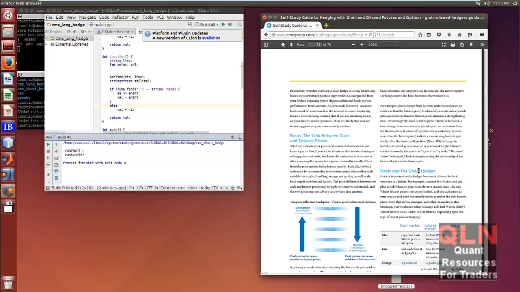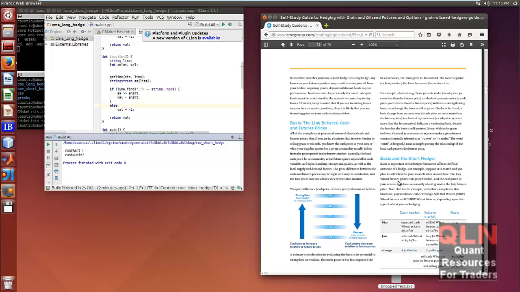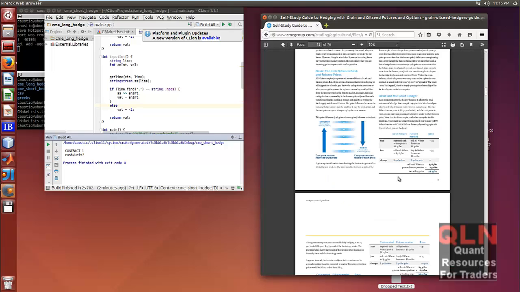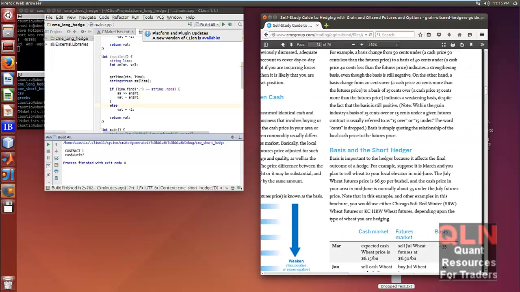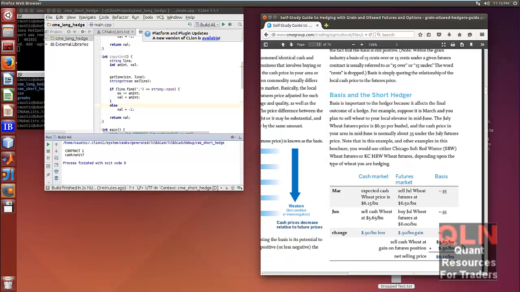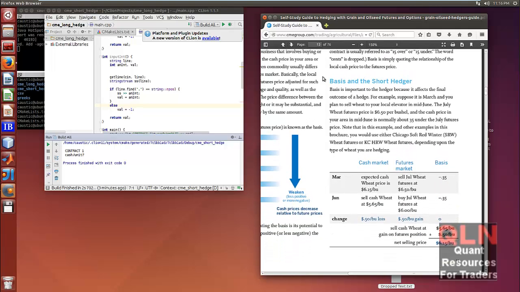The first one is to explain the basis and the short hedger, and the other one is regarding basis and the long hedger. Now, I'm not going to get into the explanation of what this all means. You can read all this in the PDF. I've given the links, I put them in the blog, so you know where to go. So let me just give you an example here. There's a couple of examples in each of these sections, basis and the short hedger.